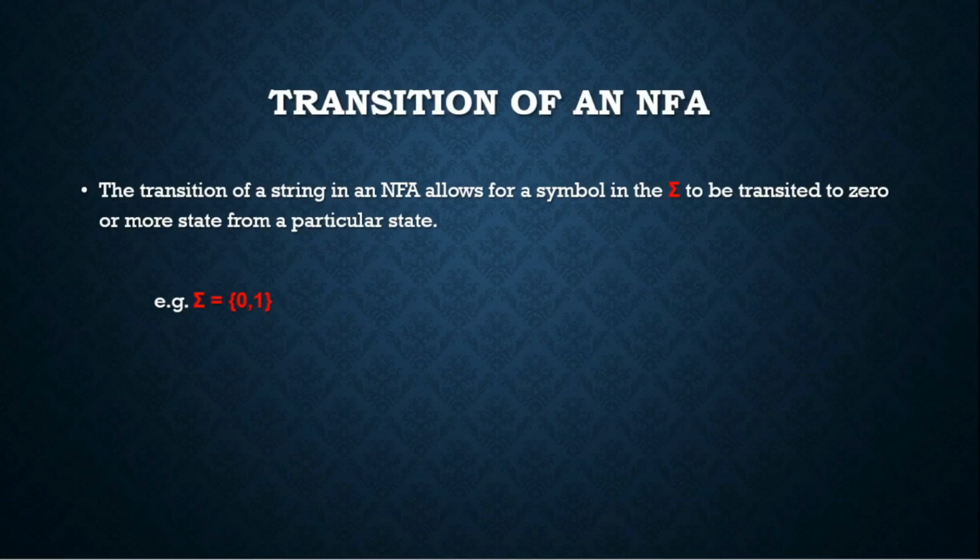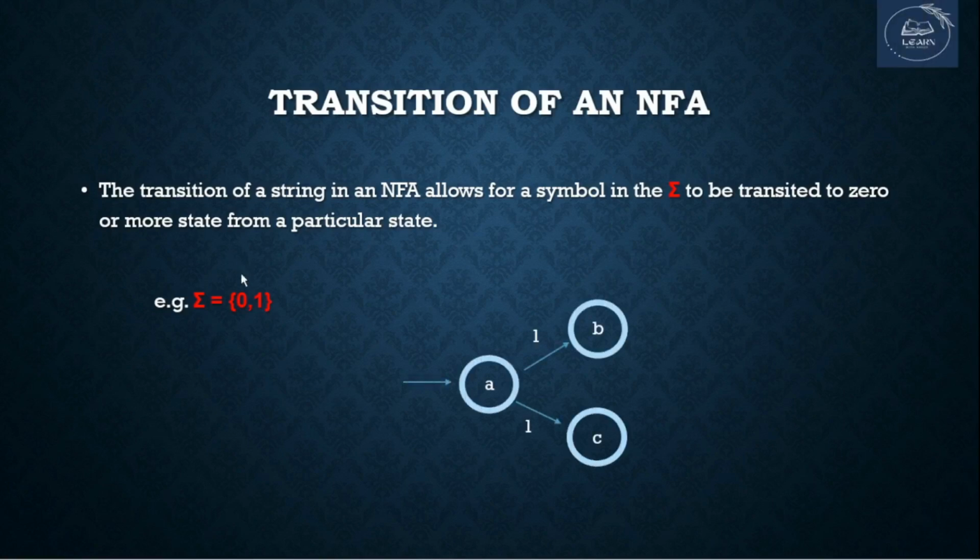So let's say we have example 0, our sigma being 0 and 1. Then we have something like this, where we have our start state A transiting to B with symbol 1, and also the same A transiting to C with symbol 1. So as we can see here, we are having the same symbol transited to two different states from a particular state. The other thing you are supposed to notice here is we have a symbol 0 which has not been used there, which is totally fine in an NFA, because in a DFA you need to transit with both symbols for each state.